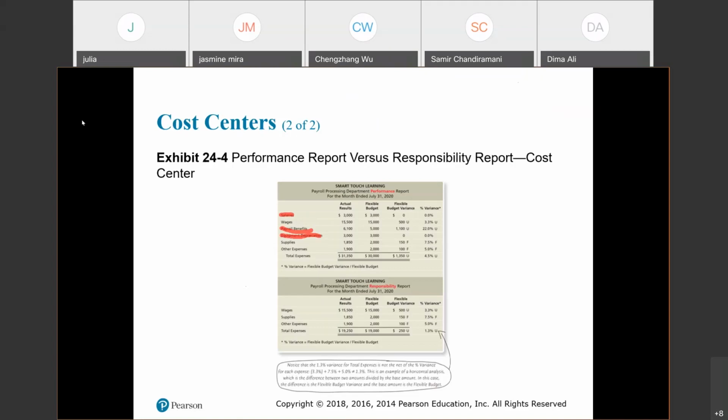For salaries, the department manager doesn't have control. For payroll benefits, the cost such as health insurance should be determined at a higher level and of course not controlled by the department manager. And other payroll costs such as payroll taxes are determined by law and also not controlled by this department manager.